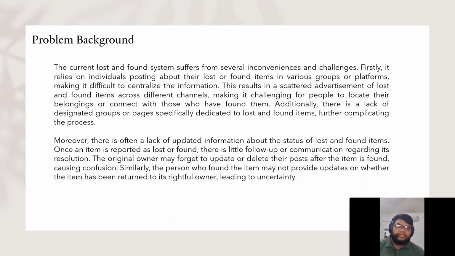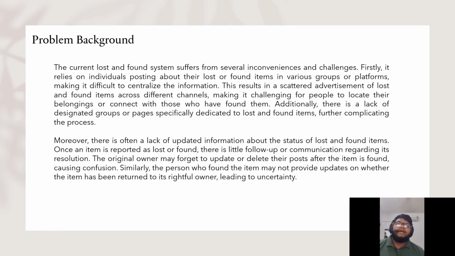So the problem background mainly focuses on the existing system that is currently inside UTM. The current lost and found system in UTM suffers from several inconveniences and challenges. Firstly, it relies on individuals posting about their lost or found items in various groups or platforms, making it difficult to centralize the information. This results in a very scattered advertisement of lost and found items across the different channels, making it challenging for people to locate their belongings or connect with those who have found them.